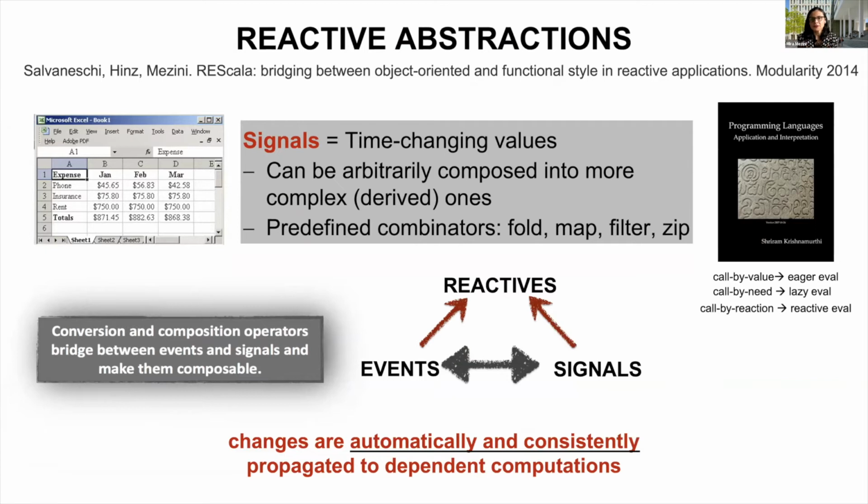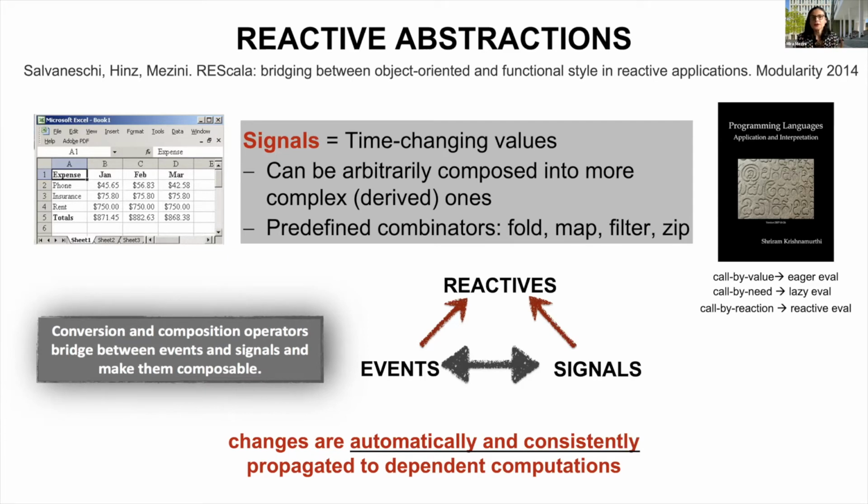The key abstractions of REScala are events and signals. We all know what events are. Signals may need a little bit of explanation. They are so-called time-changing values. I like to use the explanation by Sriram Krishnamurthi, where he talks about signals or these reactive abstractions as a third call semantics. We have call by value, eager evaluation, we have call by need, lazy evaluation. Now we have call by reaction, reactive evaluation.